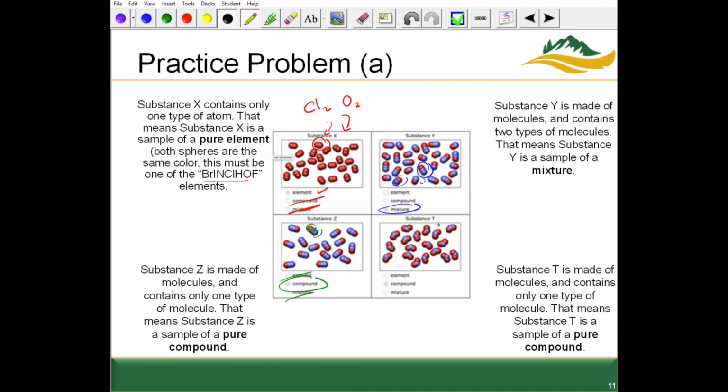The next one here for substance T, we can look and see, is there anything else present other than these types of molecules or compounds that have red, blue, and then red? No, that's all that there is, so that's definitely not a mixture. And then is this an element? Well, again, no, because there's red spheres and blue spheres present, meaning this is not a diatomic element. It's definitely a compound. Probably this is H2O, which is water. And we will talk more about how atoms bond to one another, again, later on in the semester.